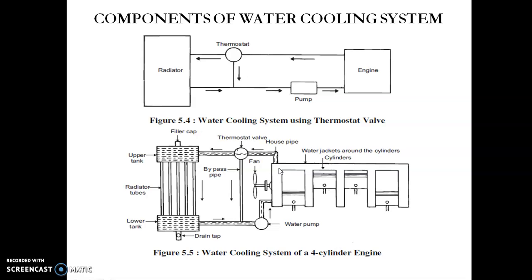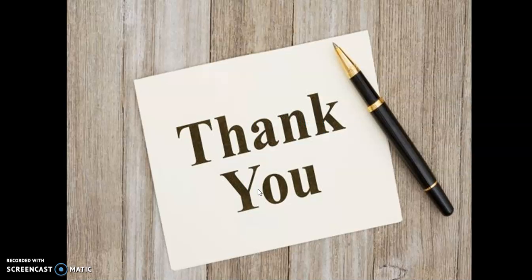For example, if it attains 70 degrees at this exit, the thermostat valve doesn't allow the 70 degree water through, so it accumulates within the engine cylinder. Once the temperature rises beyond 80 or 90, it allows the water through, and the 90 degree Celsius water goes to the radiator upper tank and then through the various tubes, where it loses heat to the atmospheric air and comes to the lower tank. This is the entire working principle of a cooling system with a water pump and thermostat valve. Thank you.